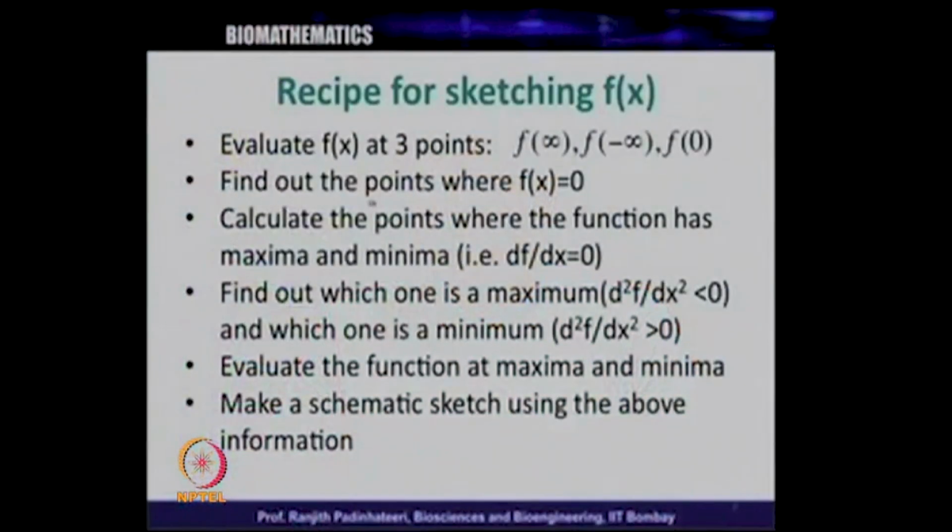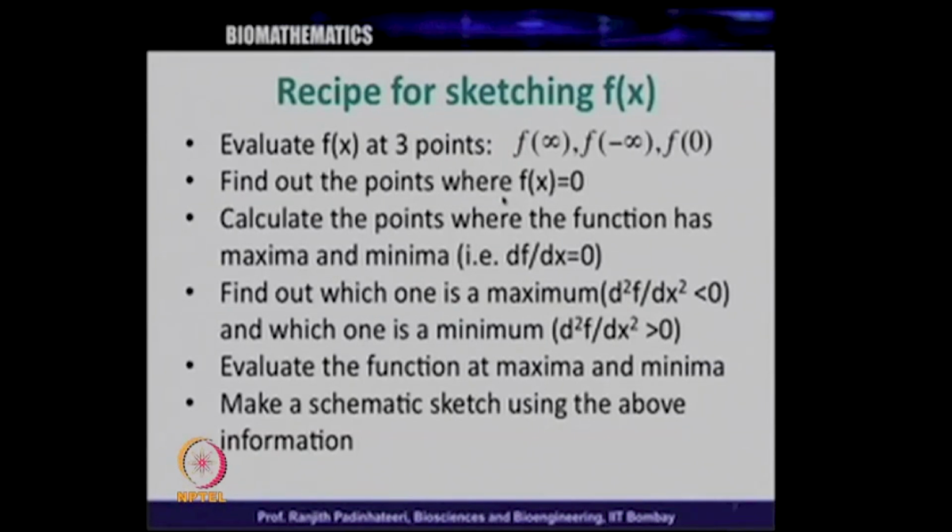So, the first thing in this protocol is to take any function, like x square or x cube, and calculate what happens when x equal to infinity, x equal to minus infinity and x equal to 0. This is step 1. Step 2 is to find out the points where f of x equal to 0.